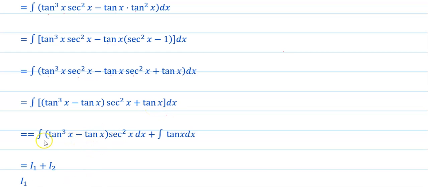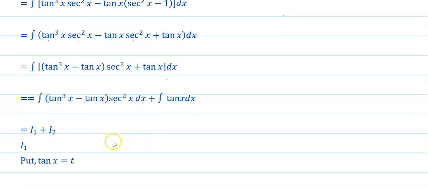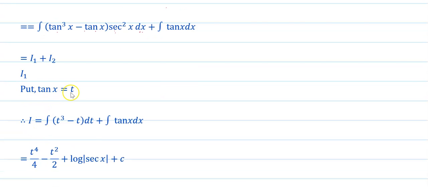Therefore, we have two integrals. What is the first integral? Tan cube x minus tan x, bracket complete, into sec square x into dx. What is the substitution? Tan x is equal to t, and its derivative is sec square x into dx. Therefore, this integral I1 will become, put tan x is equal to t, the integral of t cube minus t into dt, plus integral tan x into dx.